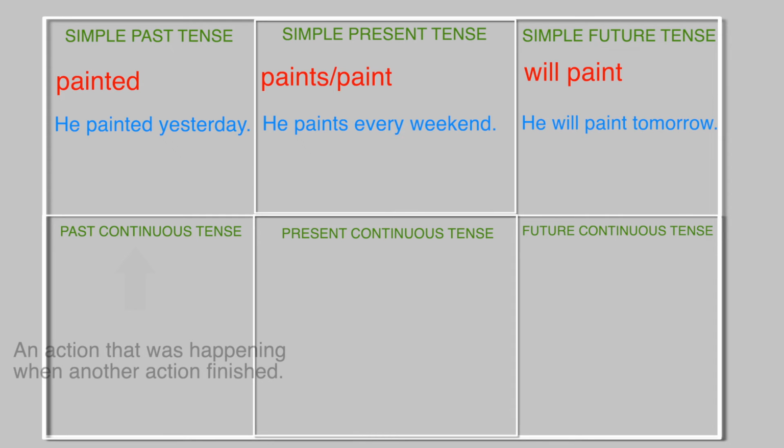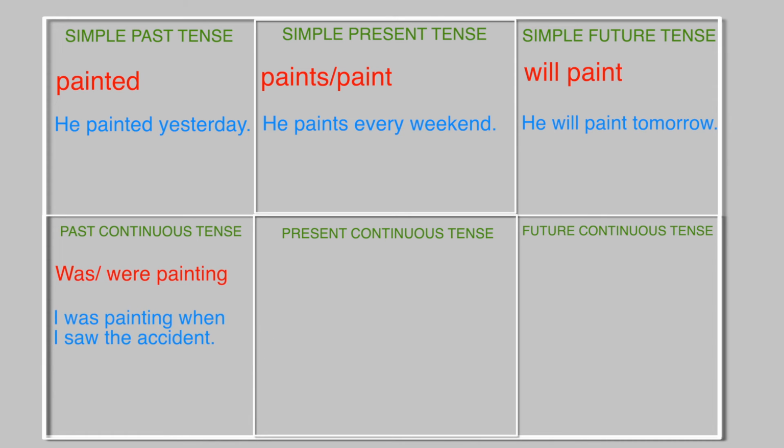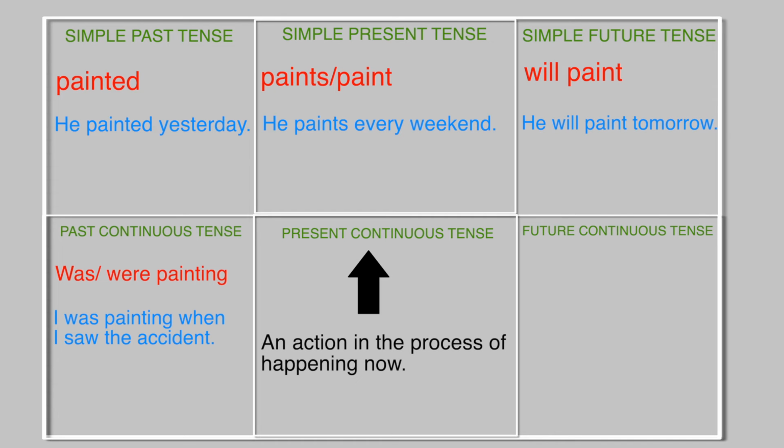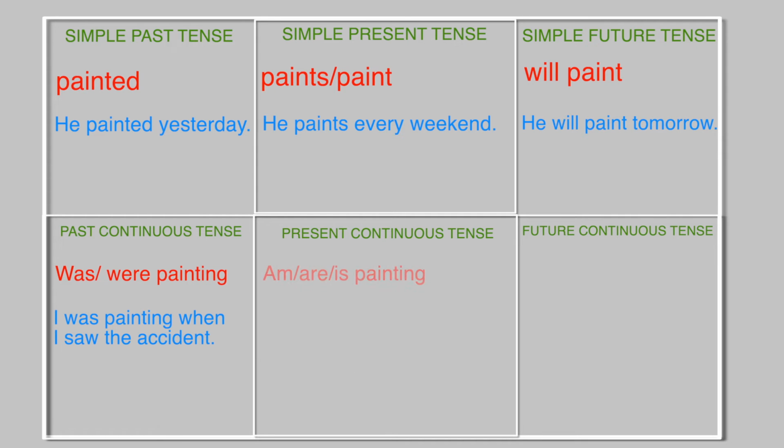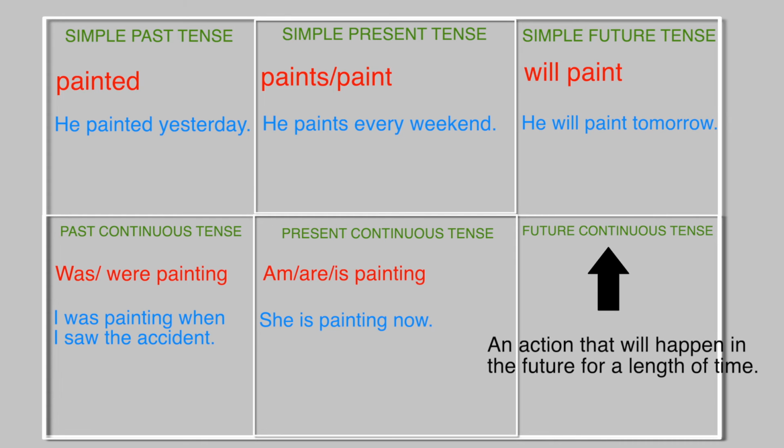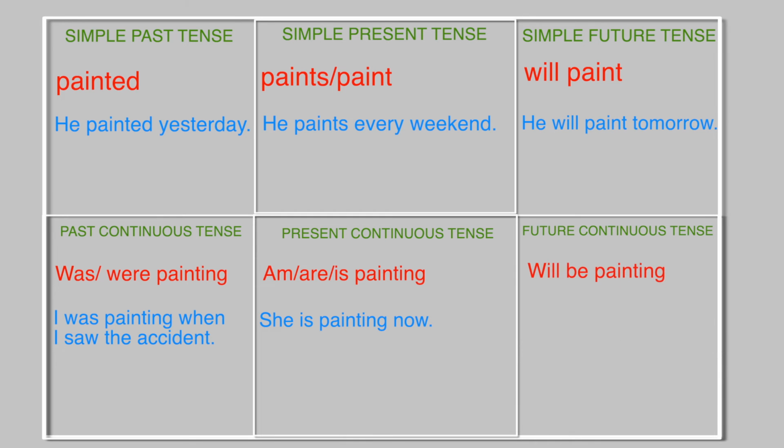Past continuous tense, an action that was happening when another action occurred. Was, were painting. I was painting when I saw the accident. Present continuous tense, an action in the process of happening now. Am, are, is painting. She is painting now. Future continuous tense, an action that will happen in the future for a length of time. Will be painting. They will be painting when you arrive tomorrow.